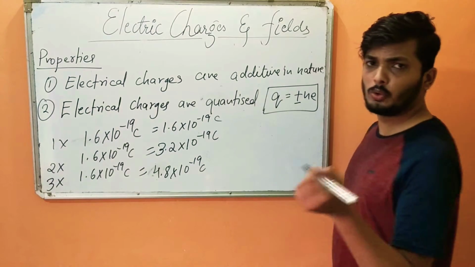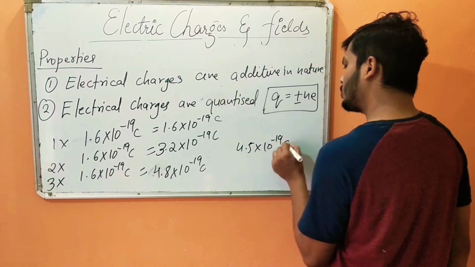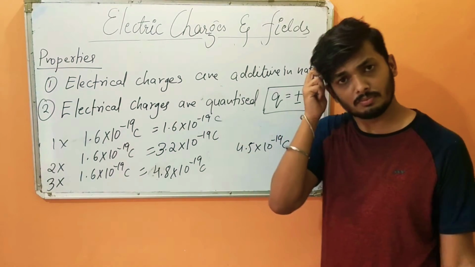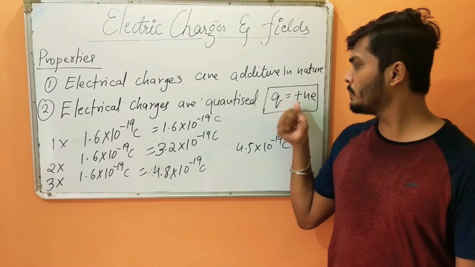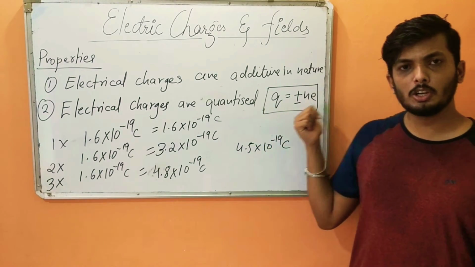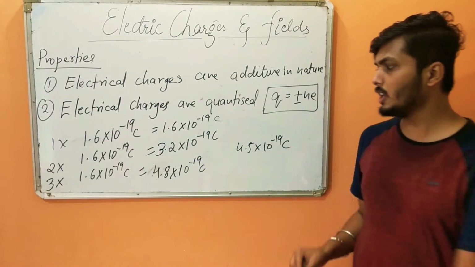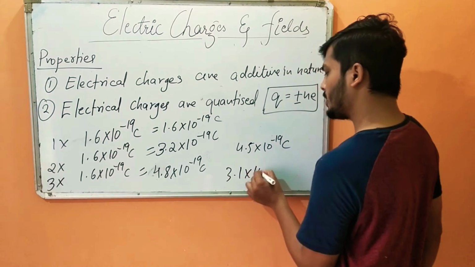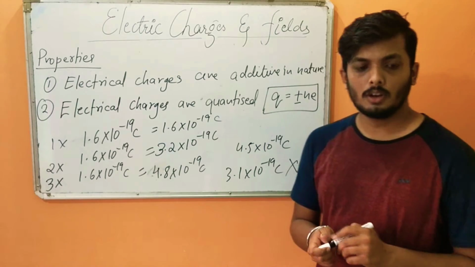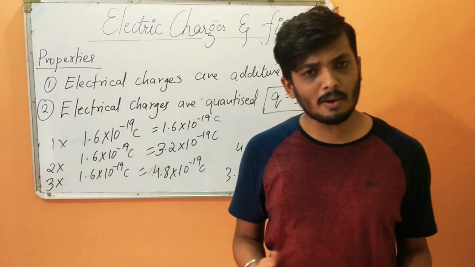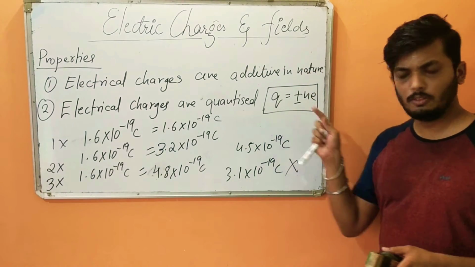Okay. Now if I ask you one question, does a charge of 4.5 into 10 to the power minus 19 coulomb exist? What is your answer? No, not possible. 4.5 does not exist because it is not an integral multiple of 1.6 into 10 to the power minus 19 coulomb. But which number is possible? 4.8 definitely. If I ask about 3.1 into 10 to the power minus 19 coulomb, does this charge exist? No, not possible. So you cannot write any number to show the quantization property of a charge. You have to follow this formula only.